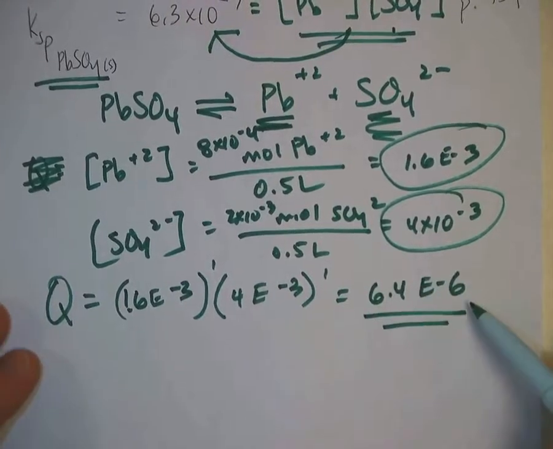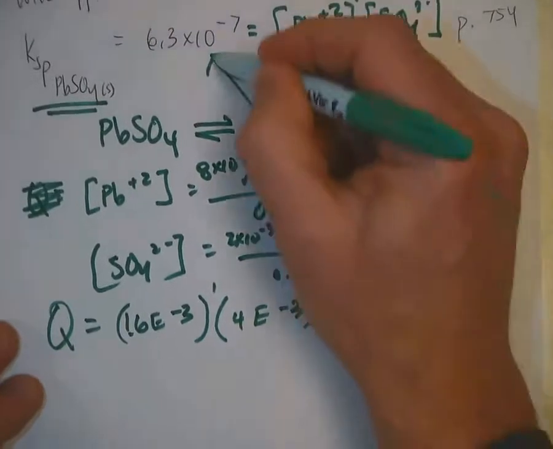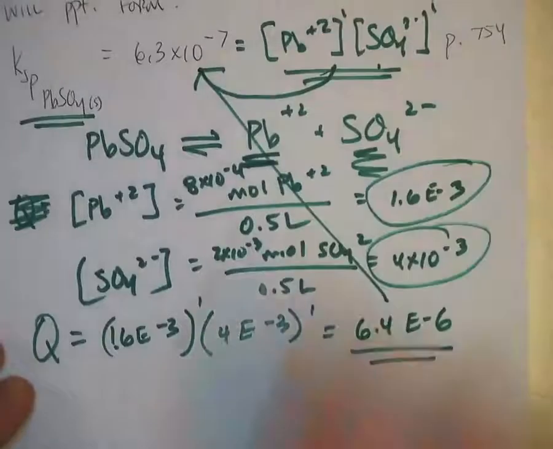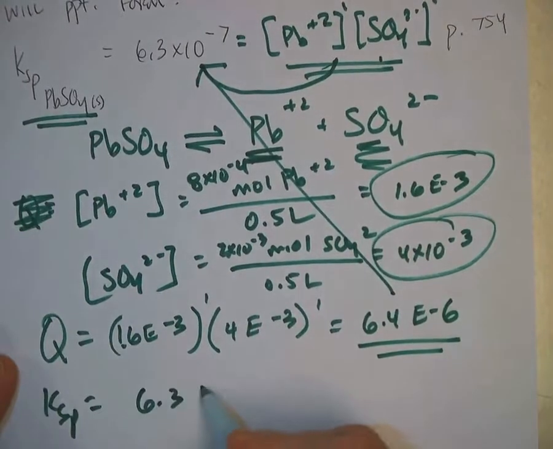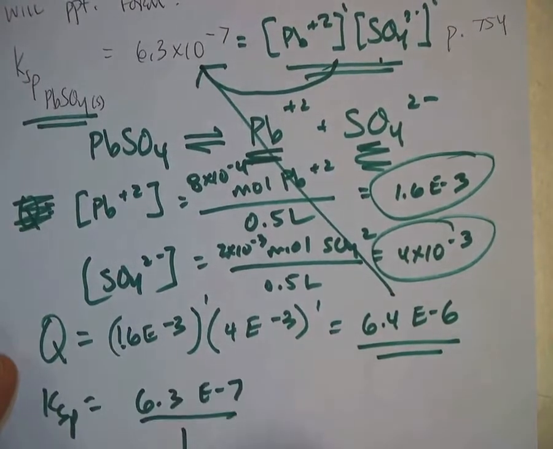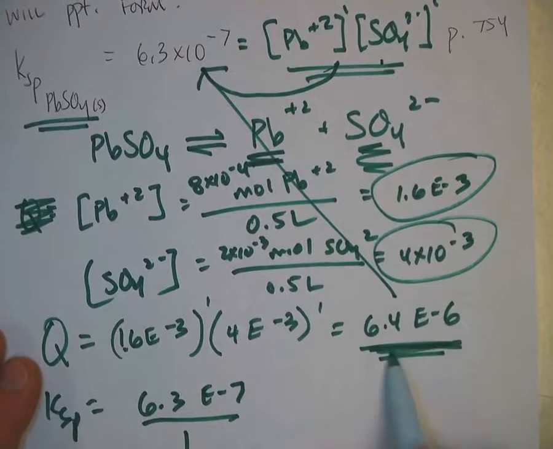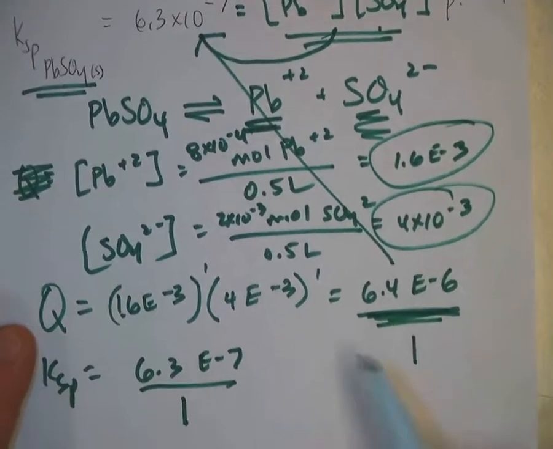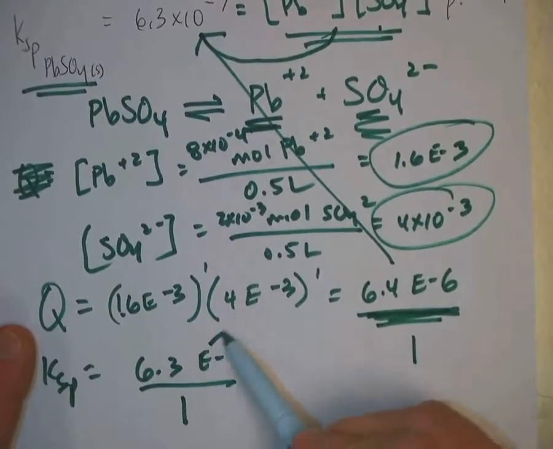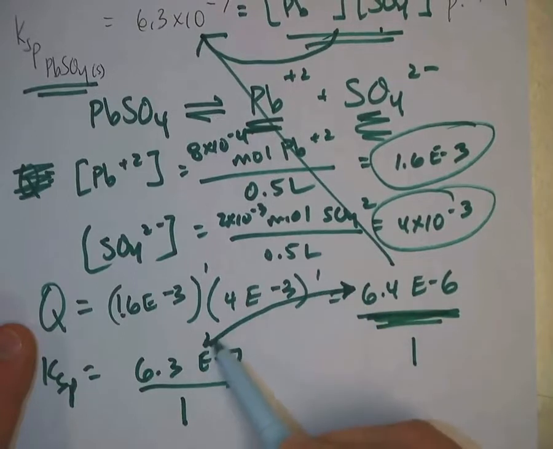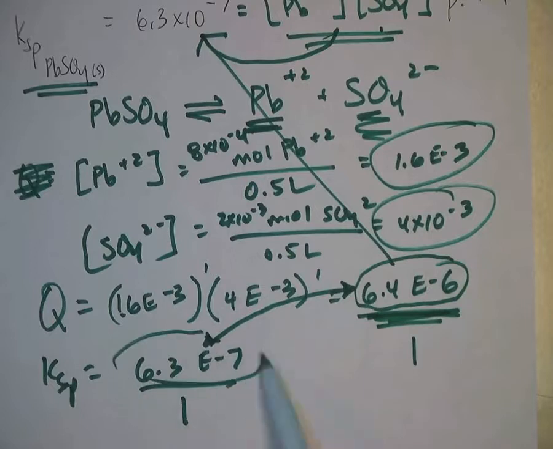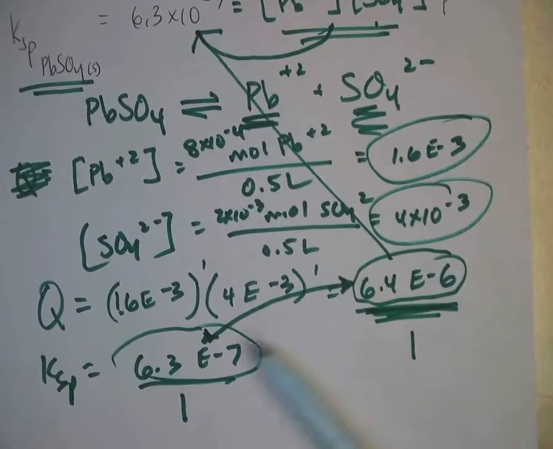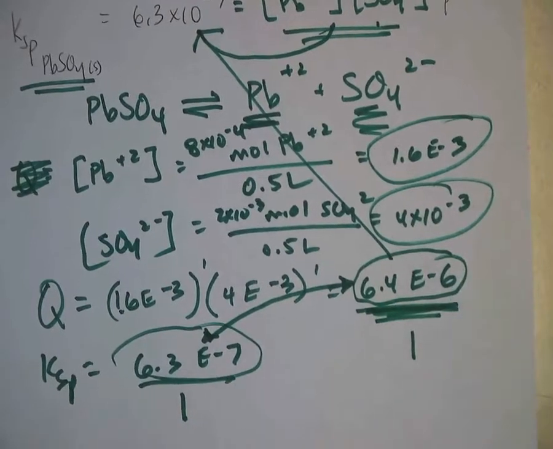That's Q. Now, I need to compare that to Ksp up here. Here's how to do that. Ksp is equal to 6.3 times 10 to the negative 7th. Write it over 1. Take Q, write it over 1. You know that the numerators right here are the products. What do I have to do to get Q to look like Ksp? Is Q larger or smaller than Ksp?